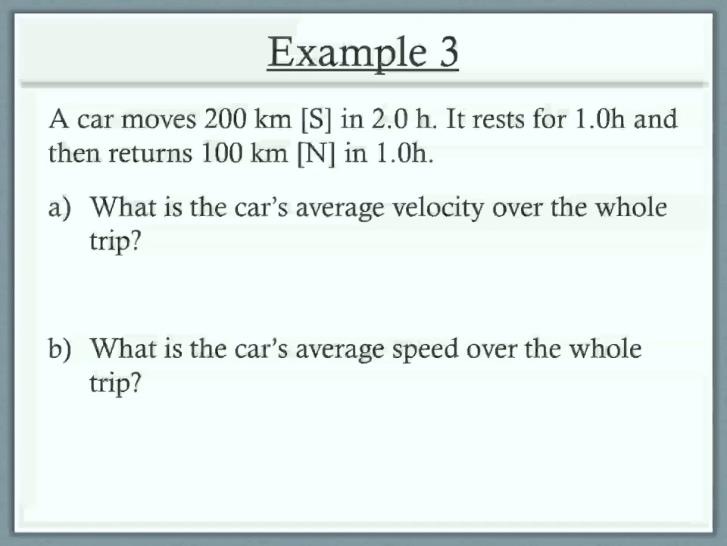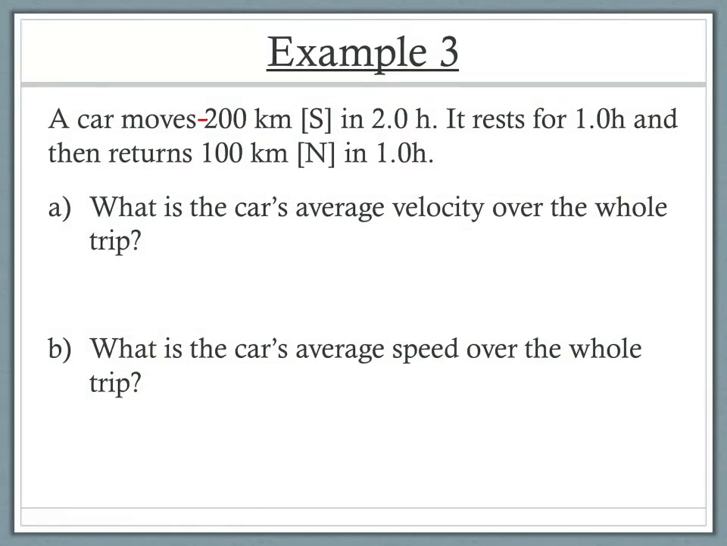Car moves 200 kilometers south. So we know that we should probably make that negative because it's going south, and south is one of our negative directions. Remember, sometimes you got to draw your little navigational thing up at the top of the page. I would recommend doing that. North, south, east, west. So south is negative. In 2 hours... rests for 1 hour, so that means it's going 0 kilometers per hour, and then returns 100 kilometers north. And that's positive, and that happens in 1 hour.